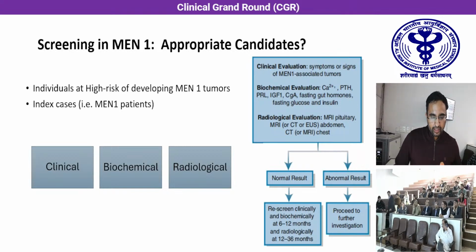Screening involves screening of high risk individuals who have a high risk of developing MEN 1 related tumors, and screening of index cases. Screening involves clinical evaluation, biochemical workup and radiological workup. Clinical evaluation is based on signs and symptoms of various MEN 1 related tumors. Biochemical evaluation involves targeted screening for various MEN 1 related tumors, and radiological workup is suggested if the clinical and biochemical investigations are suggestive of specific tumors.